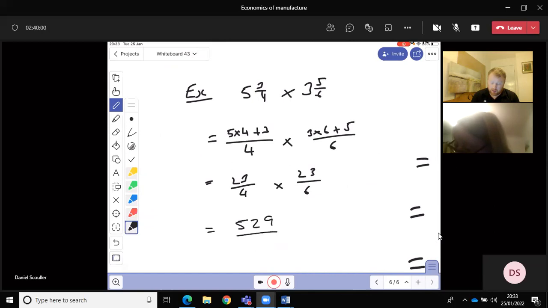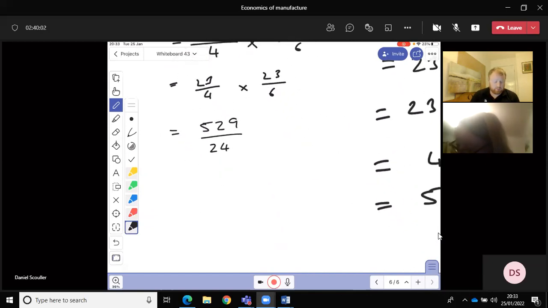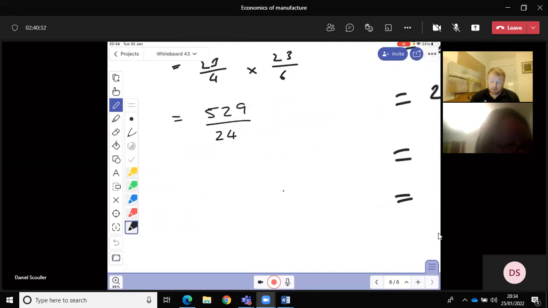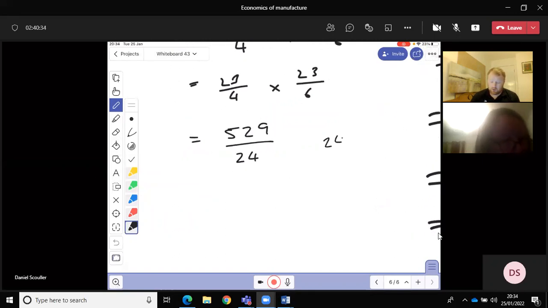Okay, and the bottom's 4 times 6, which is 24. Now we've got a hell of a big number and a hell of a small number. What I'd usually look for is, can we divide them both by 2 and simplify that way? No. Do they both divide by 10? No. So there's nothing really jumping out at me to simplify that. So again, let's think about this sensibly. We know that we can do 24 times 10 and it would give us 240.